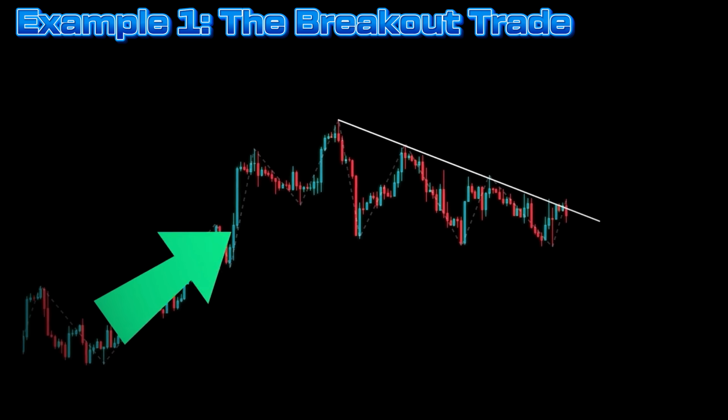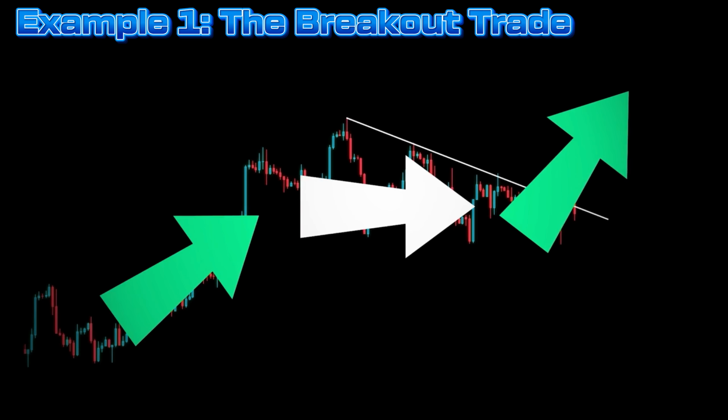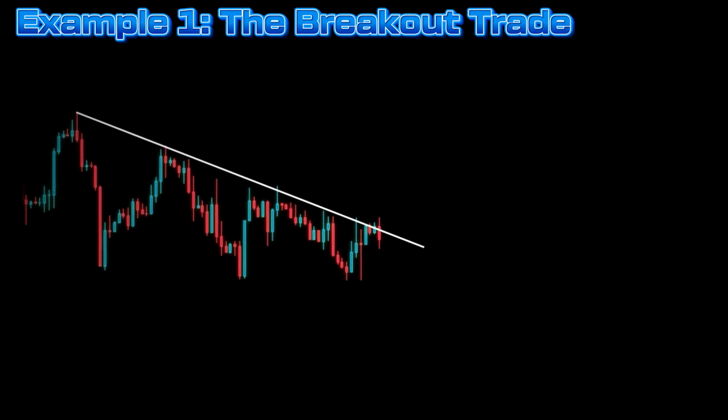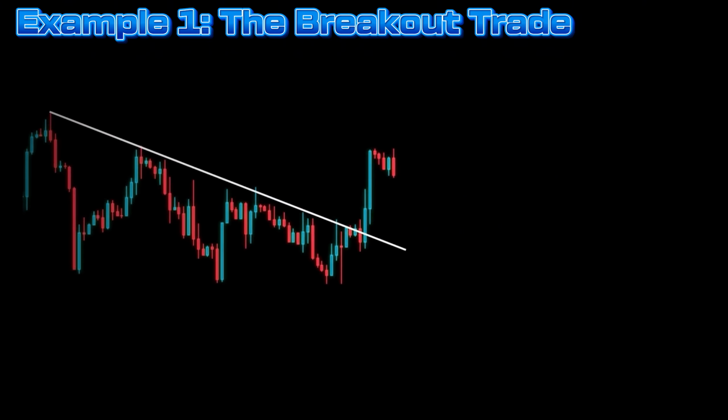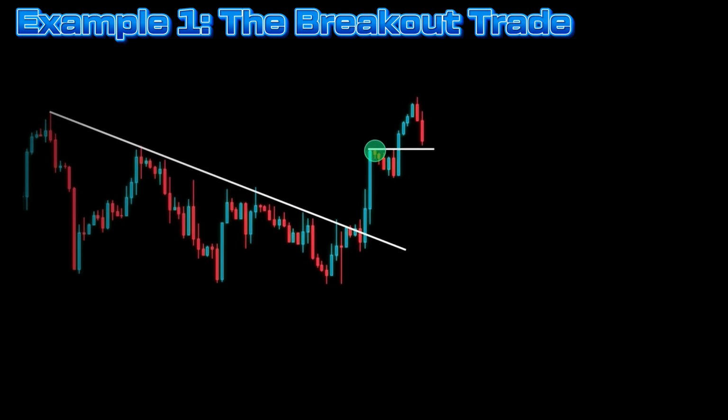Given that the underlying macro trend is bullish and price has consolidated for an extended duration, we can anticipate a powerful impulse move matching the original direction. Wait patiently for an energetic candle to break above the trend line, followed by a subsequent breach past the previous local high to secure a new higher high.